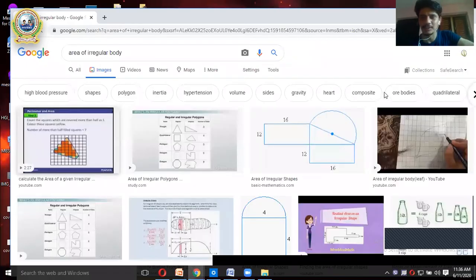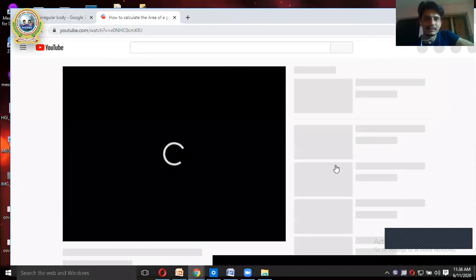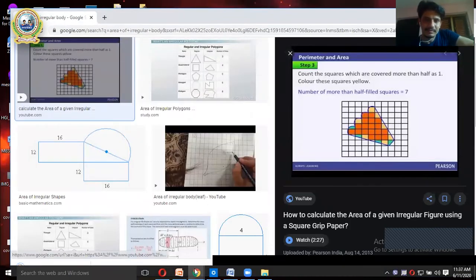First, count complete squares. Second, count the squares which are more than half. Third, the squares which are less than half, you'll have to ignore. Let me show you one picture. See this picture. Just a second, let me see this picture.